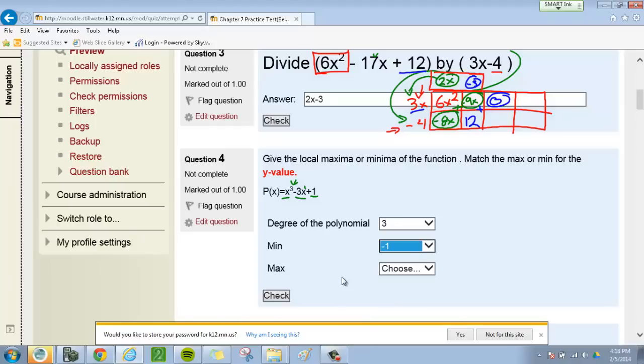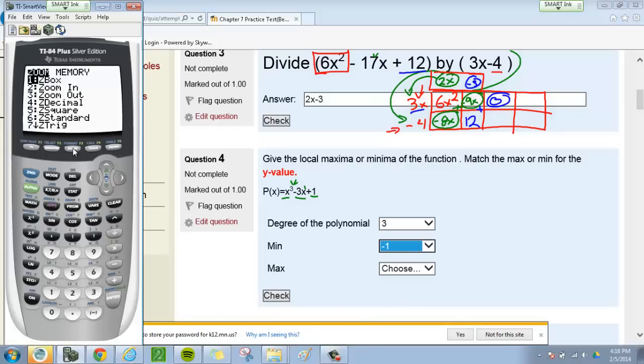Okay. And then let's go back to that. Let's go to zoom standard again. And we'll work our way up to that other point. And just to be accurate, let's zoom in on that point. And it looks like the height of that one is y equal to 2.98. That's really close to a 3.